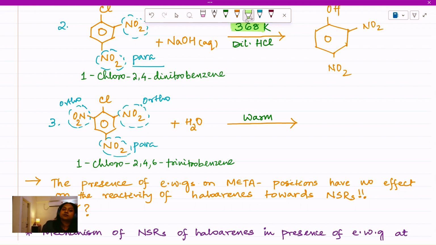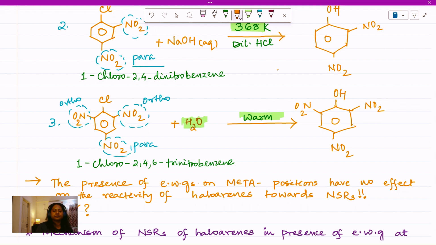This makes it so easy for the reaction to happen that you do not need any elevated temperatures. You just have to warm it with water. Now you do not need NaOH also. You just need water and just a little bit of warming. This becomes very eager to undergo nucleophilic substitution reaction. So just like we've done in the previous cases, NO2 at two ortho positions and the para position, and then Cl is replaced with OH. Nucleophilic substitution reaction, done.